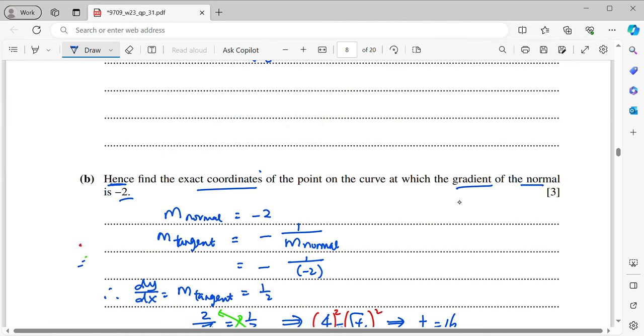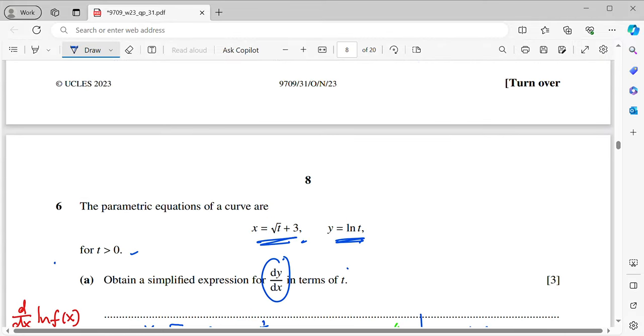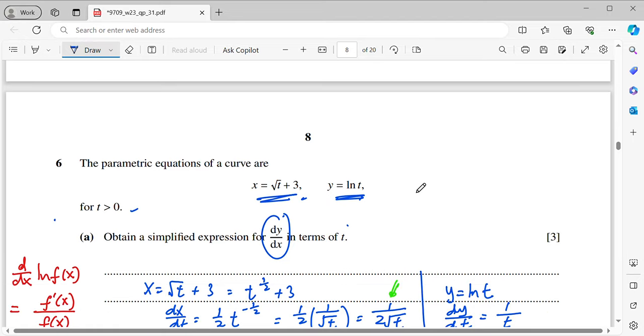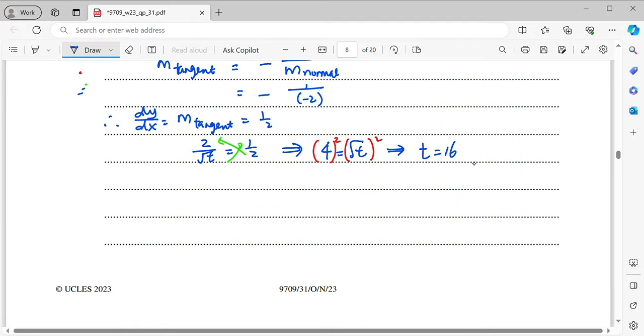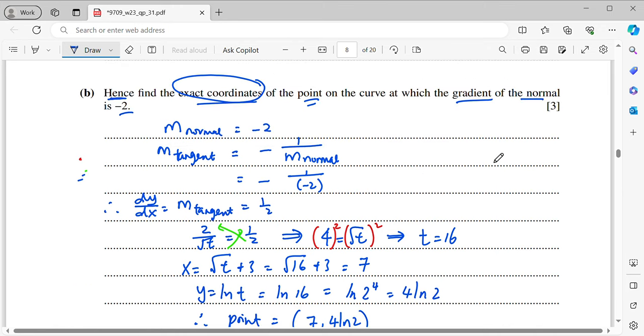Right, so now the question is asking for exact coordinates of the point. So after we have found the t, we need to find the x and y. So substitute back into the x and y expressions. So now x is square root t plus 3, which means it is square root 16 plus 3. I will be getting 7. And then the y is ln t just now. So therefore, this is ln 16. You can leave it in this form or you can further simplify. It will be ln 4 squared or ln 2 to the power 4 also can, up to you. Then this is 4 ln 2. Therefore, the point with coordinates 7 and 4 ln 2. So that's the solution of this question.